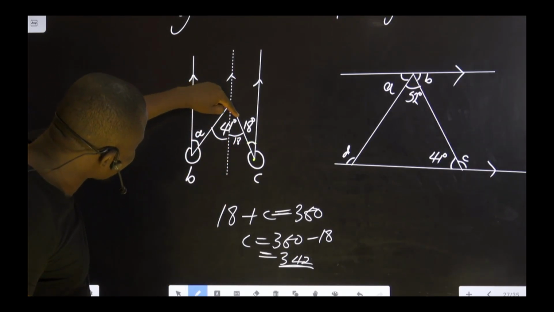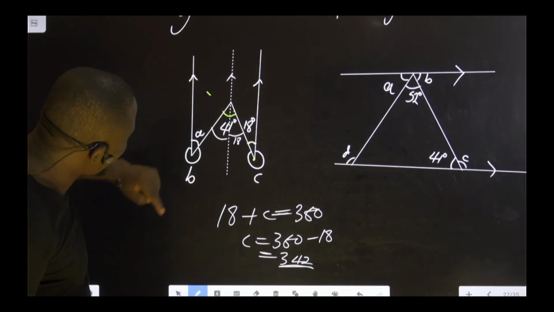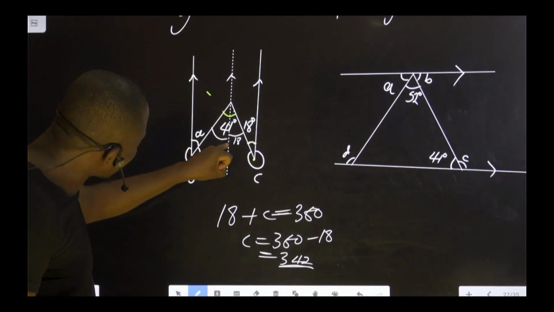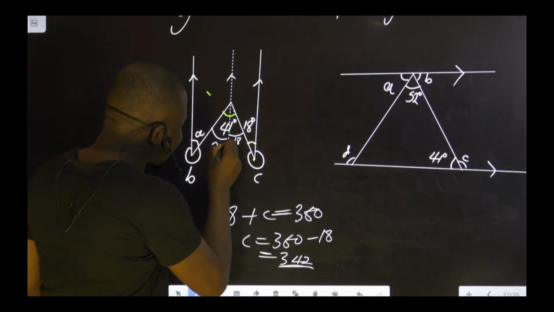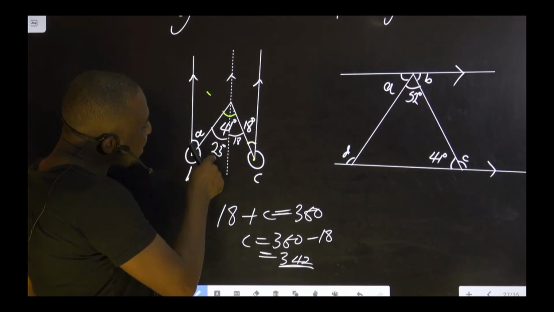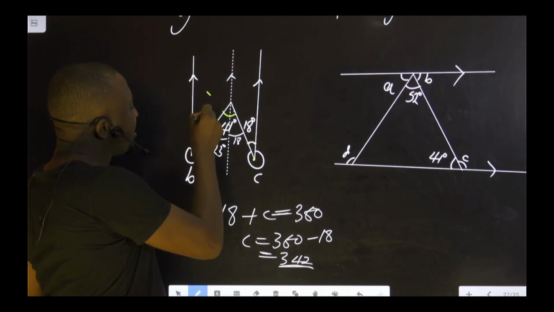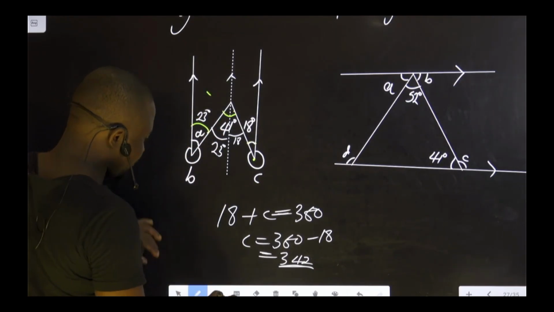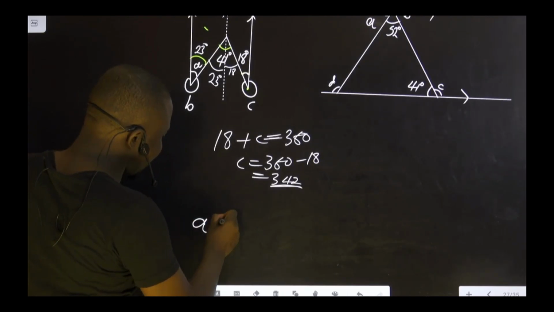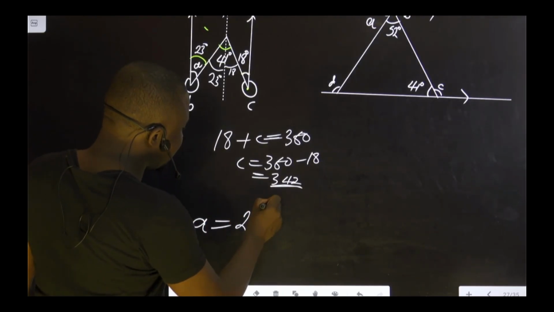Because everything here is what? Everything here is 41. And to get this one now is 41 minus 18, okay? That is 23 degrees. So if here is 23 degrees, here too is 23 degrees. So A therefore, if you push further now, A is equal to 23 degrees.